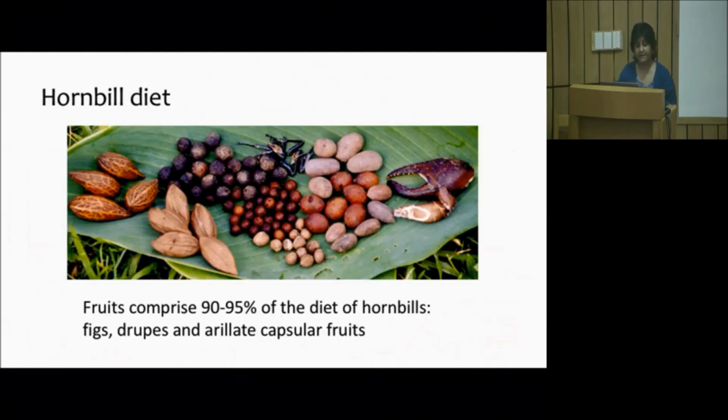hornbills, and they were dominated by two types of fruits, mainly figs and non-figs. And ficus is very important for hornbills. And among the non-figs, you had these fruit types called drupes, which are these fleshy single-seeded fruits, which are usually black in color, and the arillate capsular fruits, which belong to certain families of the Meliaceae, the Myristicaceae, and the drupes also belong to the Anonaceae and the Lauraceae, Myrtaceae.